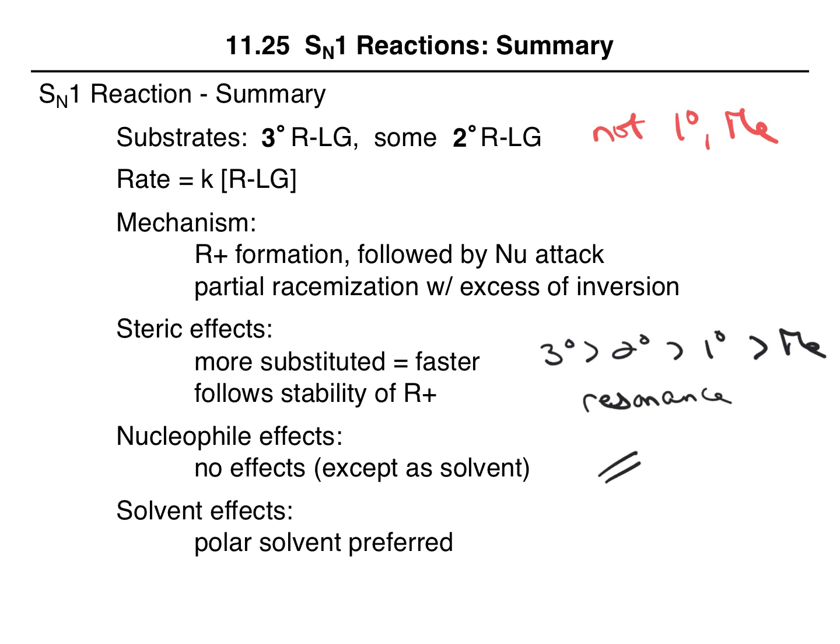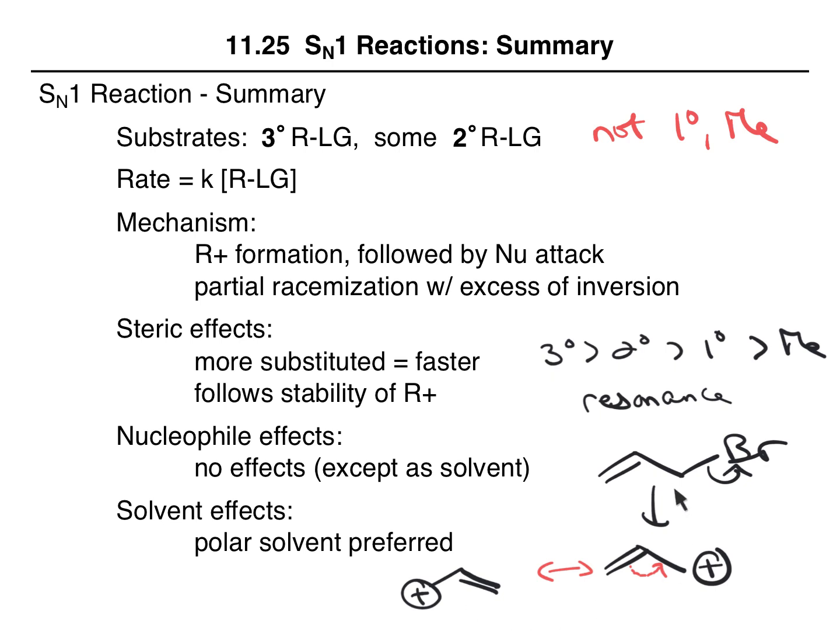So for example, let's say we have this and bromine leaves and we get a carbocation. Well, wait a minute, this looks like a primary carbocation, but we can draw another resonance structure. If we imagine these electrons move here, then we get another resonance structure that looks like this. And so you'll want to be on the lookout for other types of carbocations that can be stabilized by resonance, as well as being stabilized by hyperconjugation and inductive effect.